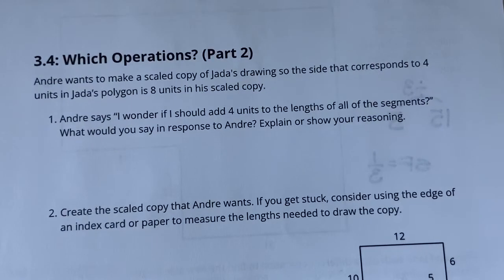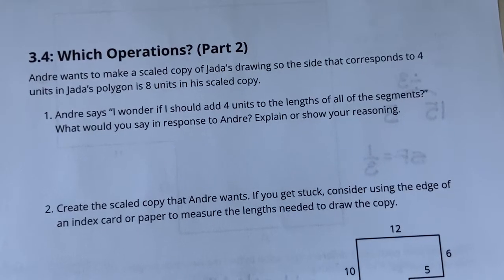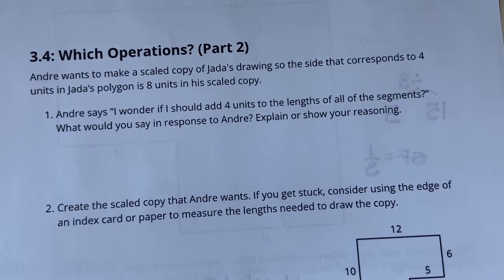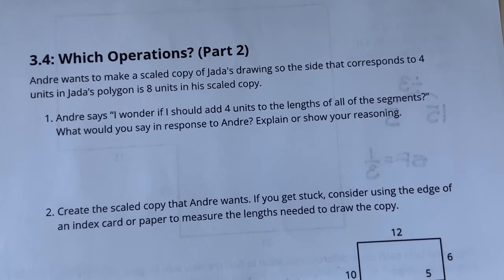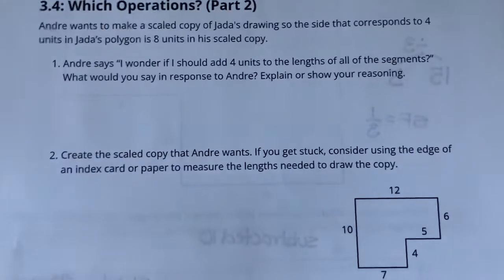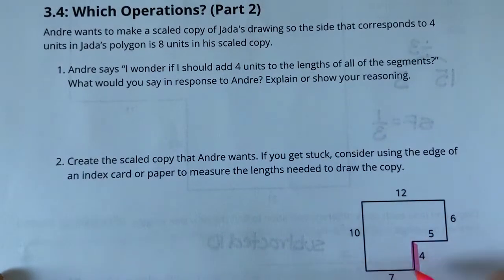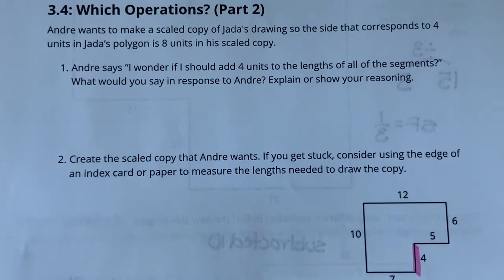All right, so last part on here. What's the last one on here? It says Andre wants to make a scale copy of Jada's drawing so that the side that corresponds to 4 units in Jada's polygon is 8 units in his. So they're saying that this 4, he wants to be 8, okay? So what does that tell me? How do I get from 4 to 8? I multiplied by 2, so it has to be twice as big.